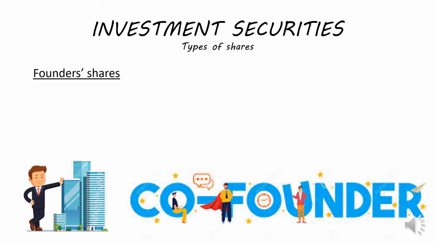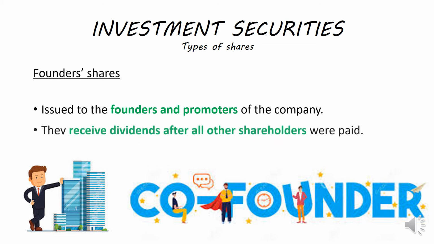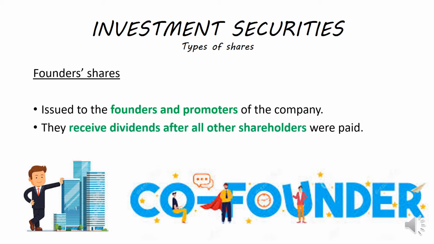Right, if we now look at founders' shares. Right, these shares are issued to the founders and promoters of the company. In other words, those people that started this company, they will be issued with founders' shares. Right, and they receive dividends only after all the other shareholders were paid. So if both your preference shares and your ordinary shareholders have received their dividends, and if there is money left over, your founders' shareholders, they will receive their dividends.